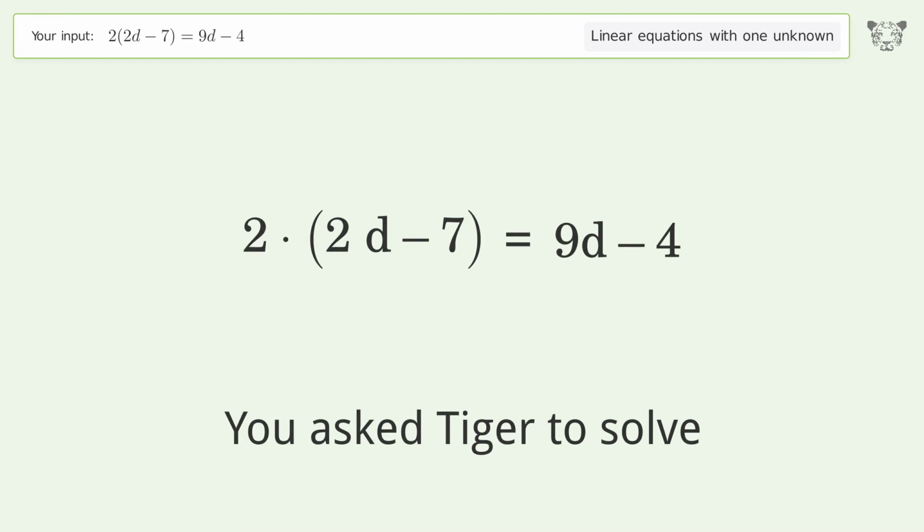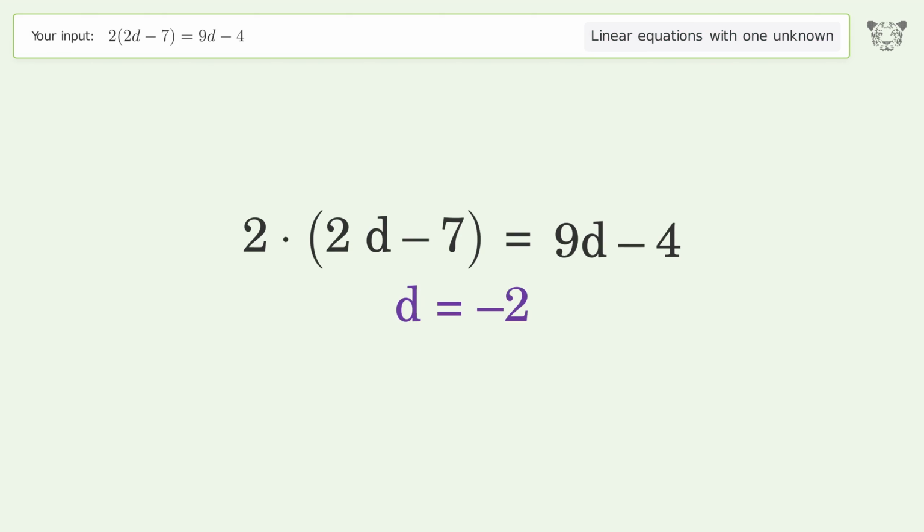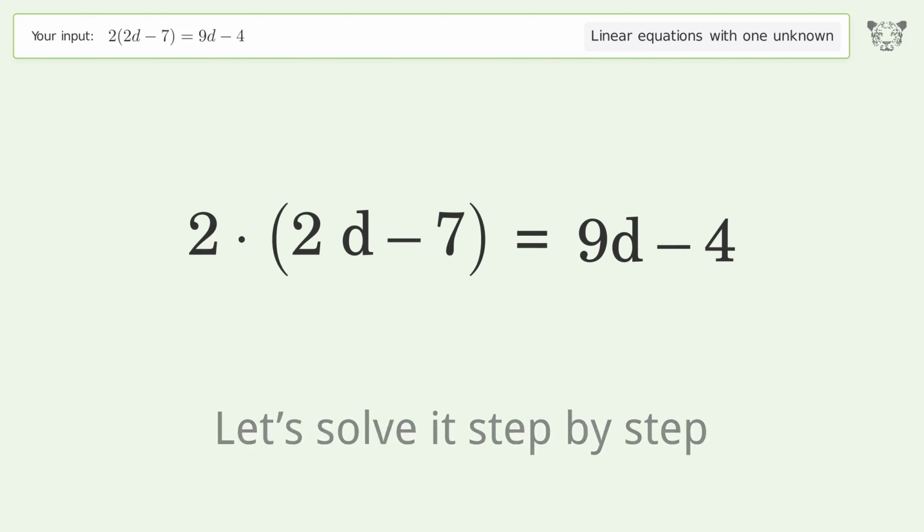You ask Tiger to solve this. This deals with linear equations with one unknown. The final result is d equals -2. Let's solve it step by step.